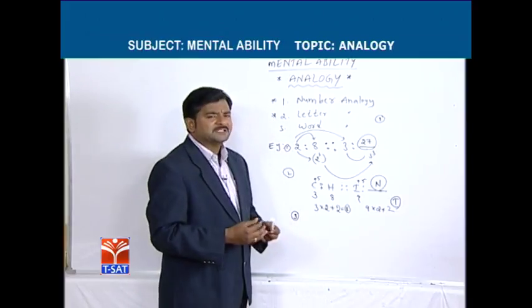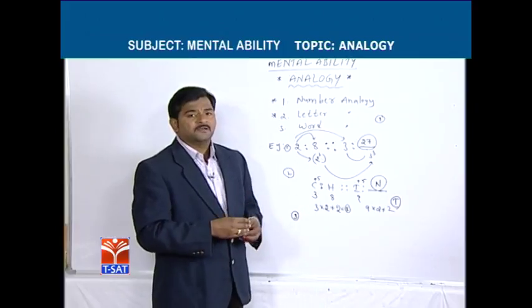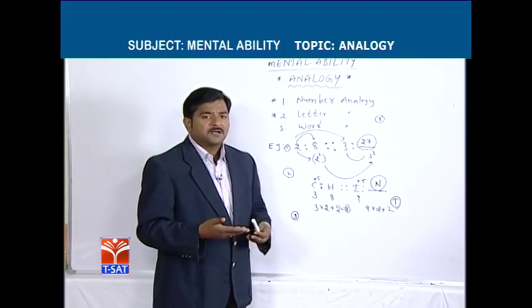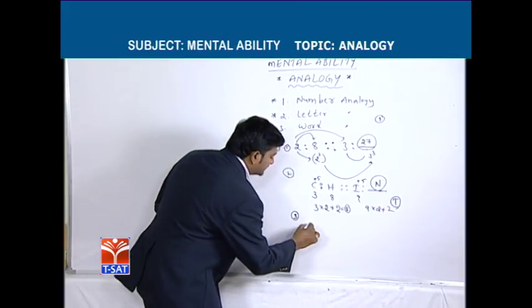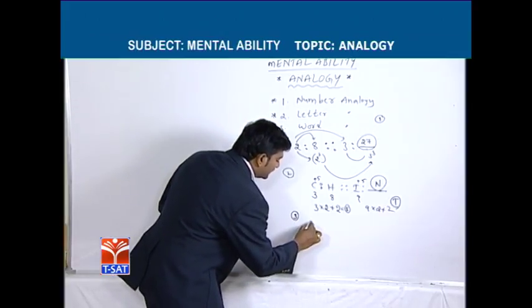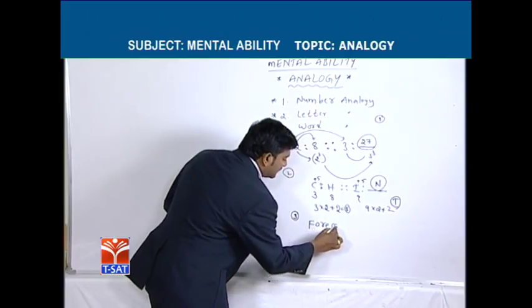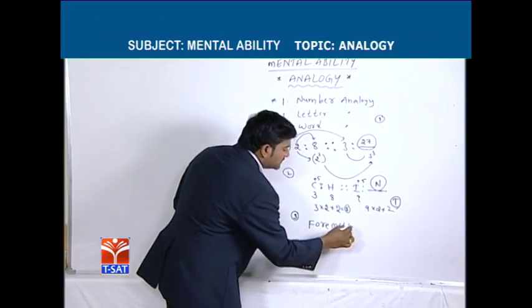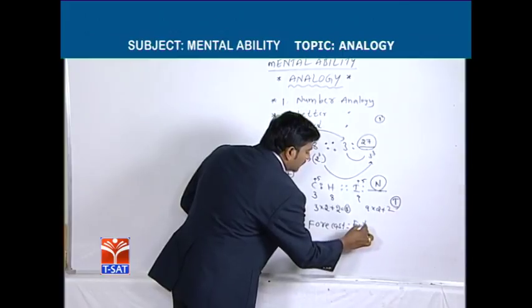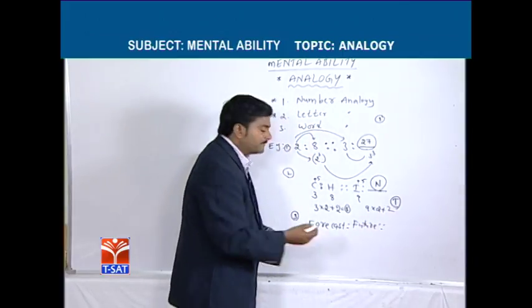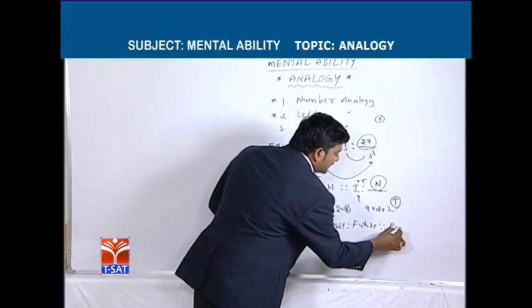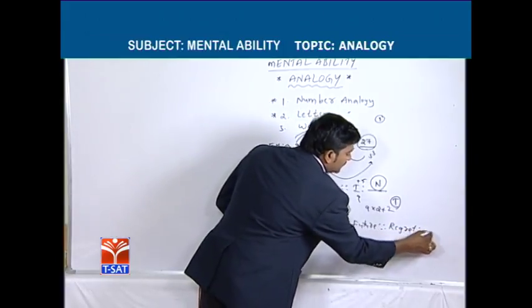Simply, analogy means comparison. We have to compare the given pair of numbers, or given pair of letters, or given pair of words. Okay, I hope you understood. So let's say the next example is given like this. Forecast is to future, as regret is to dash.